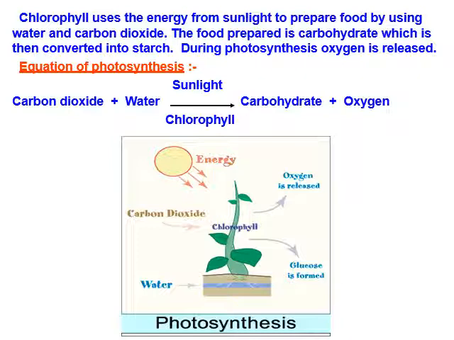So starch is the storage form of carbohydrate in plants. During photosynthesis, oxygen is also released as a byproduct. Now, the equation of photosynthesis. Carbon dioxide combined with water in the presence of sunlight and chlorophyll produces carbohydrate and the byproduct oxygen.